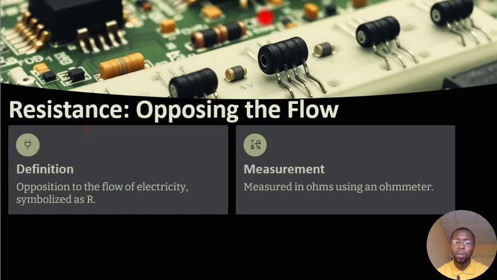So it's very important. In the market, they look like this. This is a color code kind of resistor. Okay, their function in an electronic circuit is what? To oppose the flow of current.